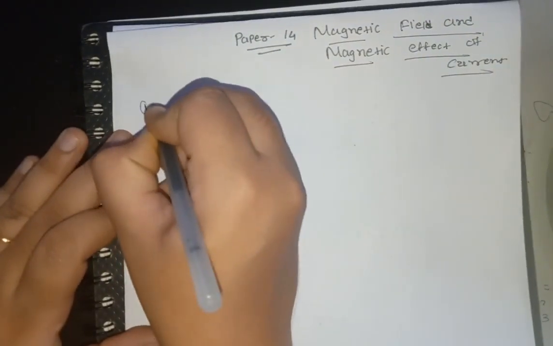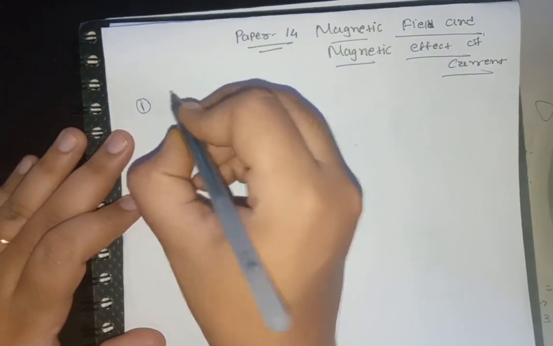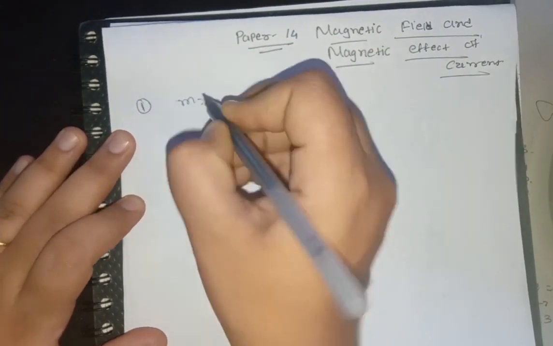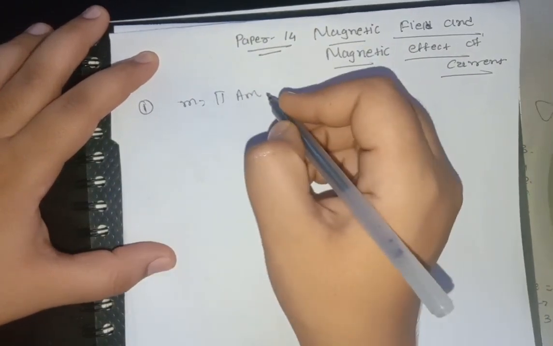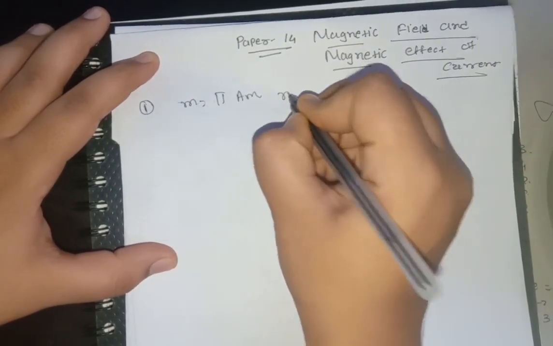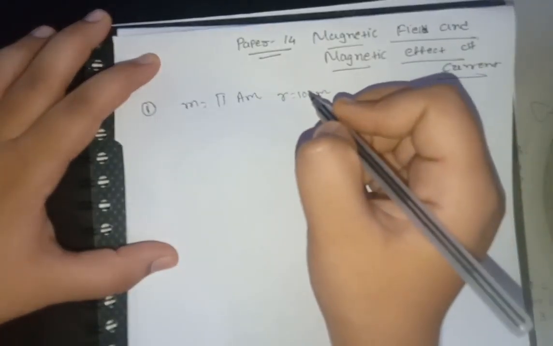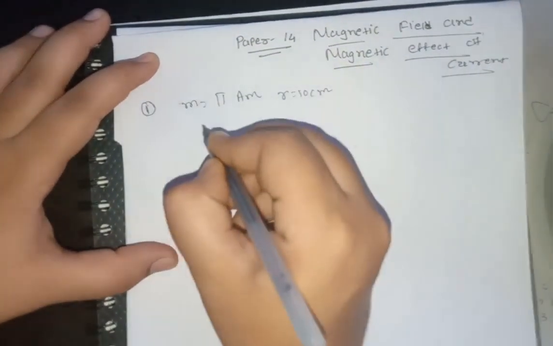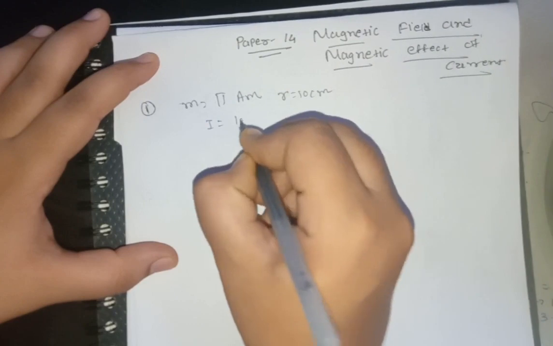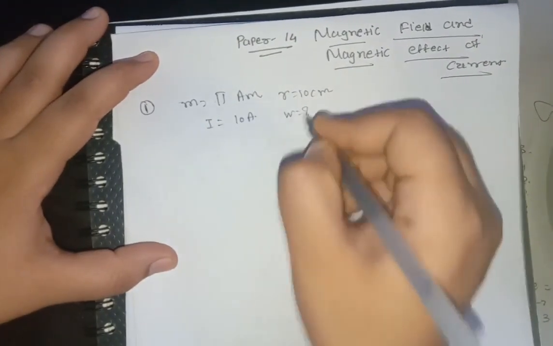In question number 1, it is given that a north pole of strength m equals pi ampere meter is moved around a circle of radius r equals 10 centimeter, which lies along a straight conductor carrying current of 10 ampere. So I is given as 10 ampere. We want to find the work done.